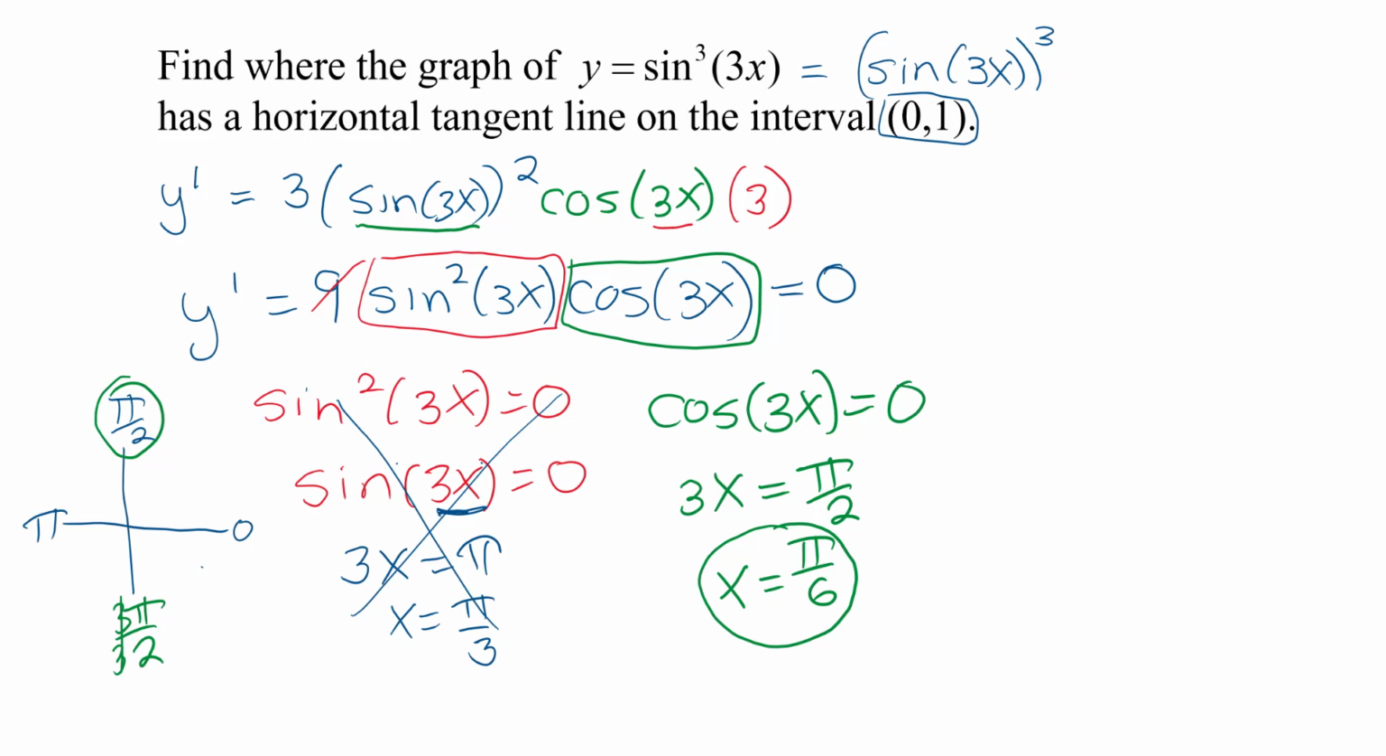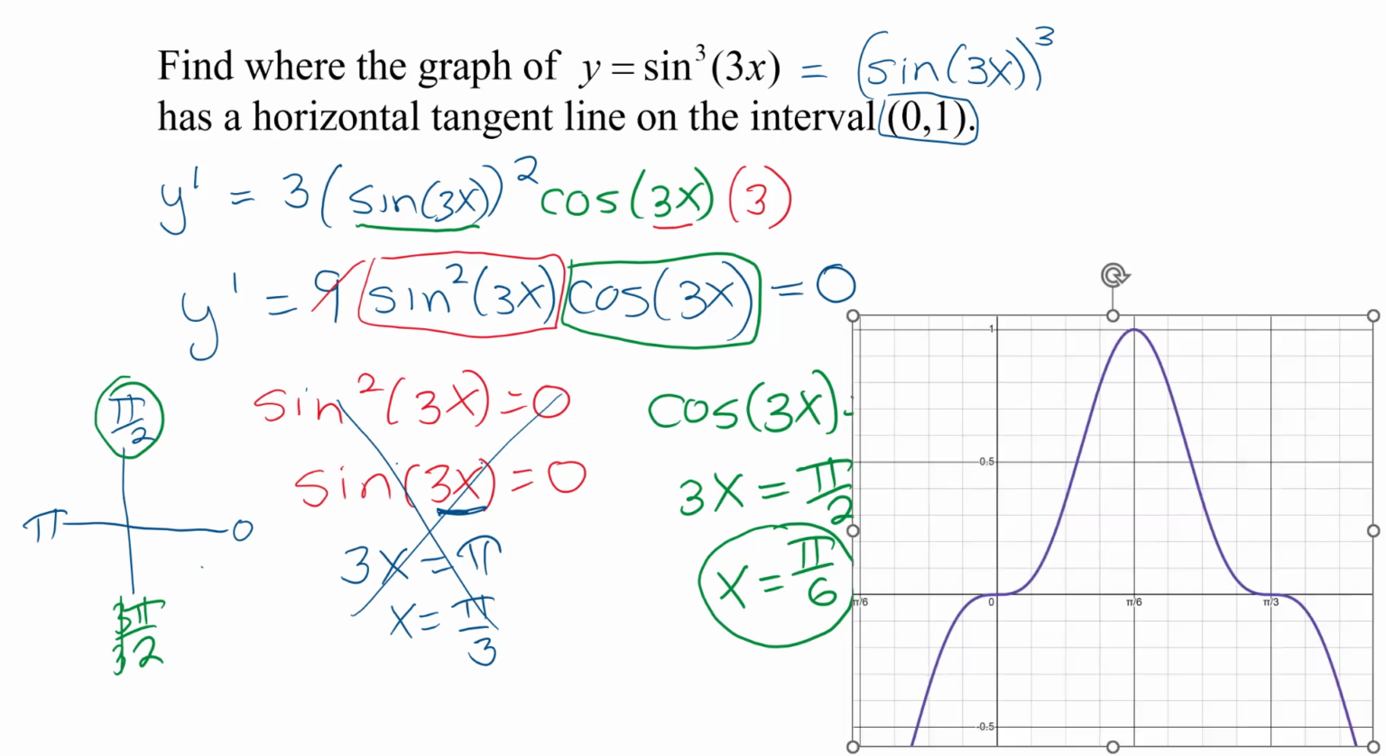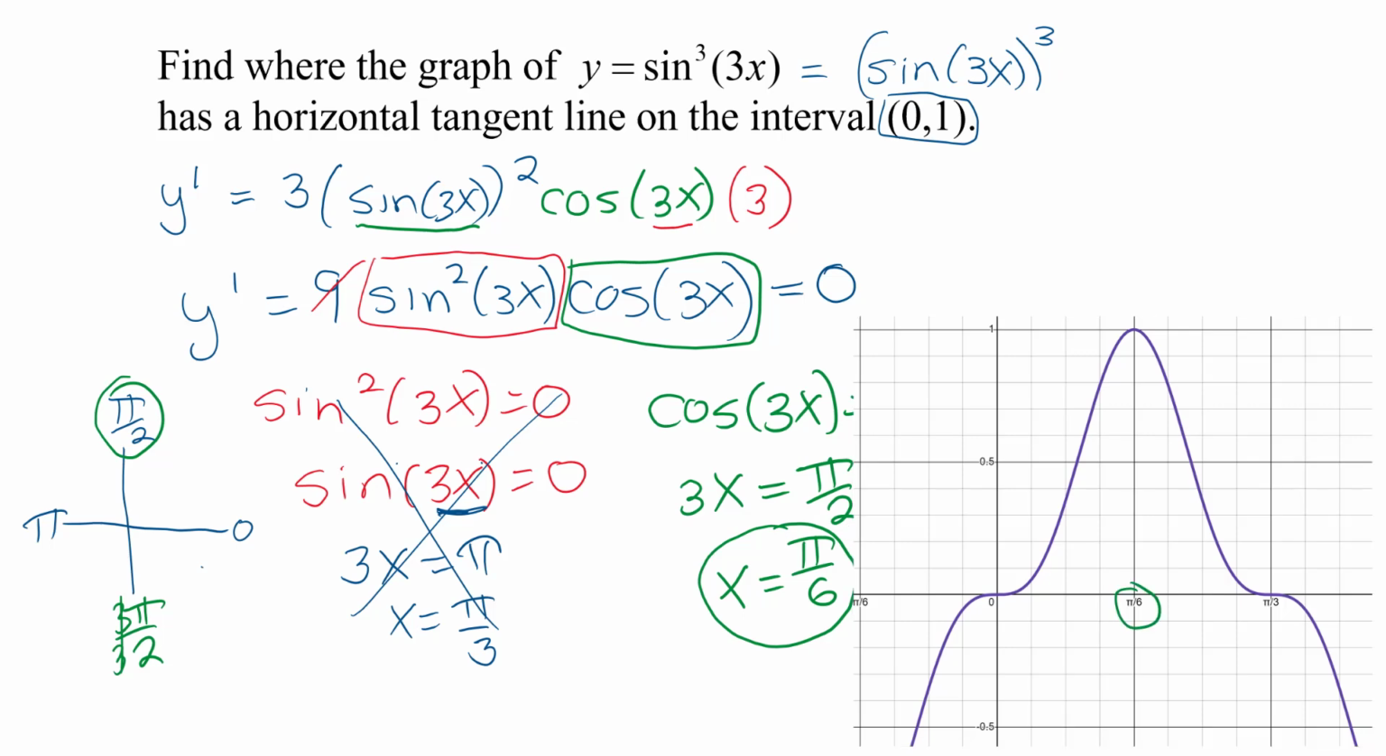I want to show you what this graph looks like. So here is the graph, and this is pi sixth, and we can see the horizontal tangent right there. And these other places where it goes horizontal are after we get, this was at pi thirds it looks like, and we knew that it was at 0, and those are outside of our 0 to 1 interval.